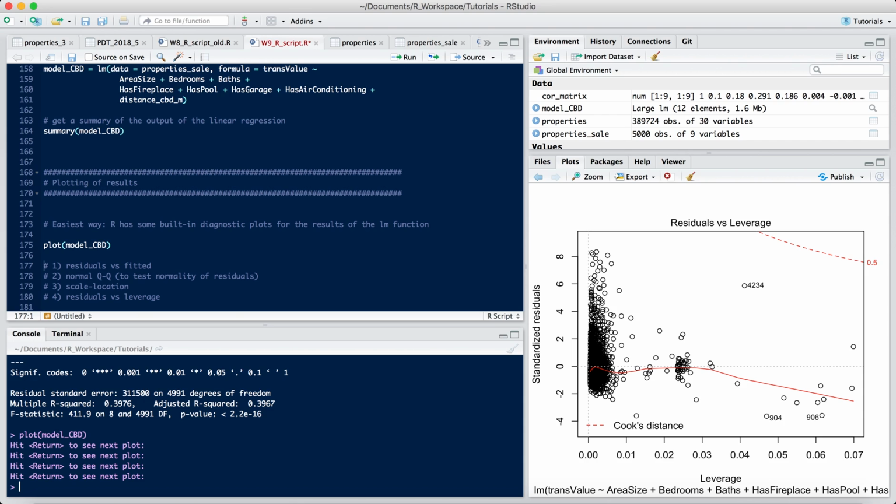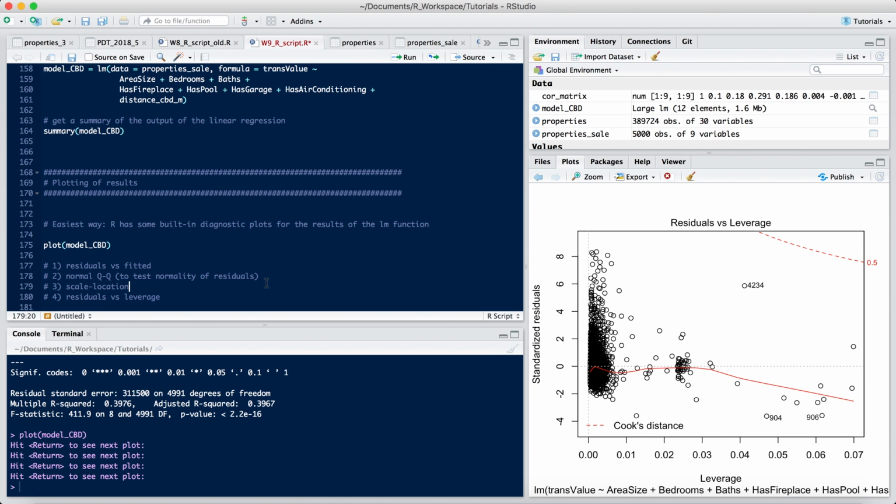The last one is the Cook's distance, which shows if you have an outlier which is skewing your results. We don't really have that here. Mostly this is the line which you're looking for, the 0.5 values. Anything above that will skew your model. So that's okay. What did we learn?